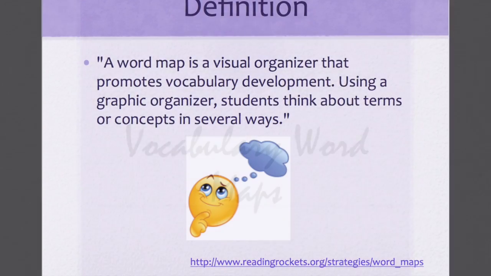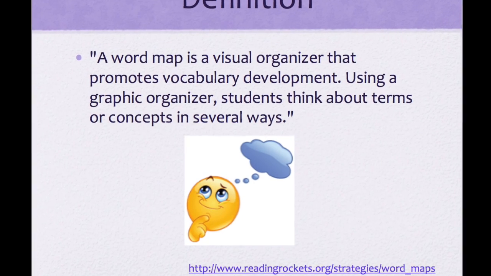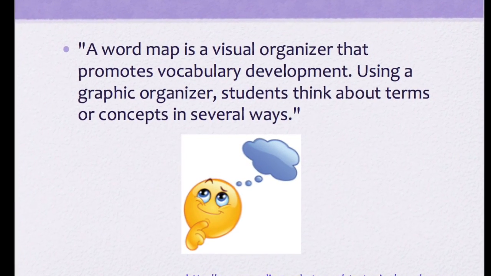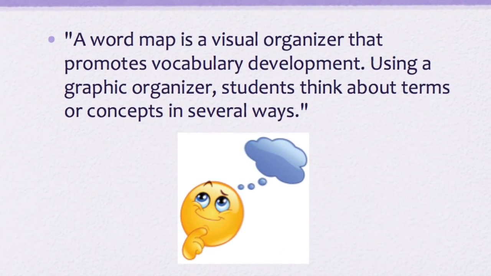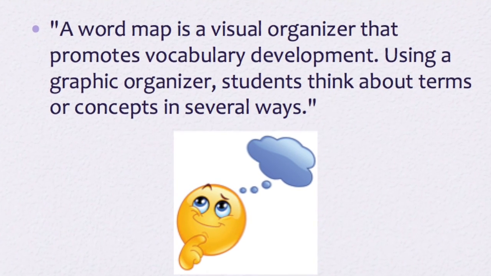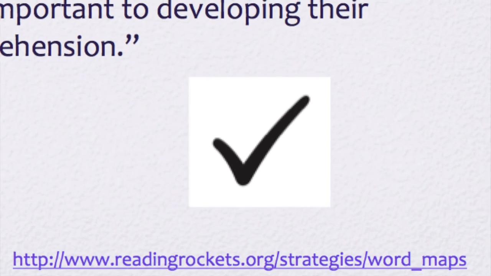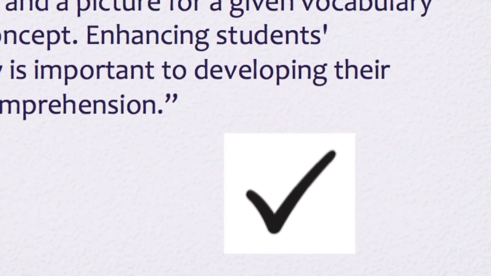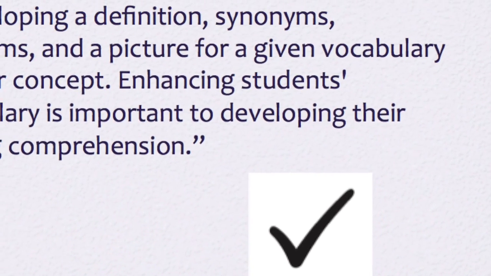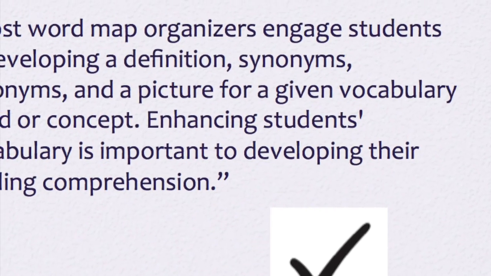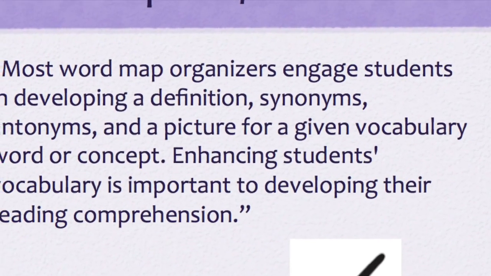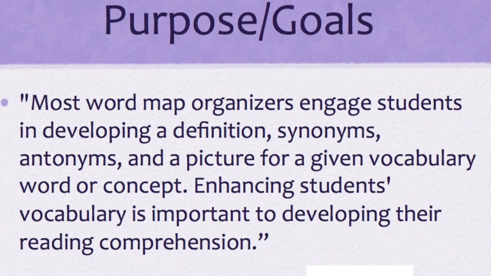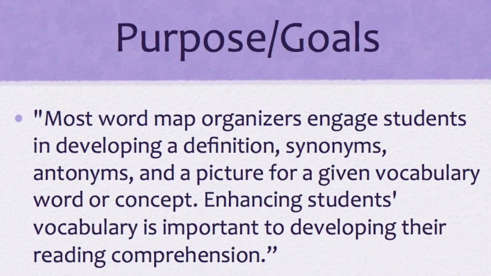A word map is a visual organizer that promotes vocabulary development. Using a graphic organizer, students think about terms or concepts in several ways. Most word map organizers engage students in developing a definition, synonyms, antonyms, and a picture for a given vocabulary word or concept. Enhancing students' vocabulary is important to developing their reading comprehension.